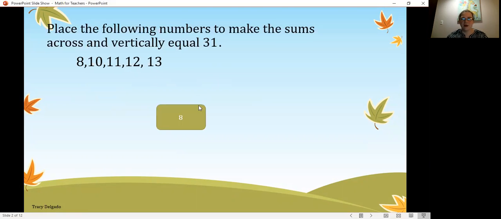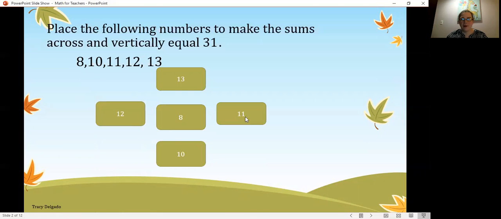And what I did was I started off with 8 in the middle. So I put 13 on the top and 10 on the bottom. 13 plus 8 is 21, and when you add 10, that makes 31. So we're good there on the vertical. So on the left, I put 12, and on the right, I put 11. 12 plus 8 is 20, and plus 11 is 31. So now we have fulfilled our horizontal part of the puzzle.